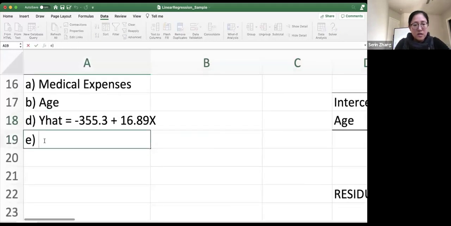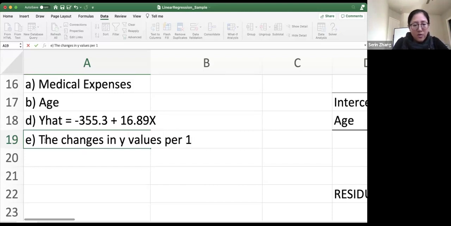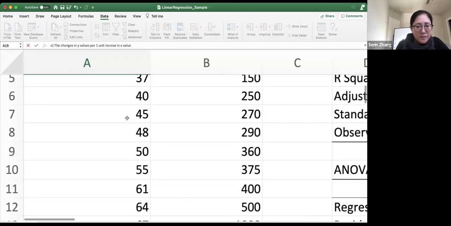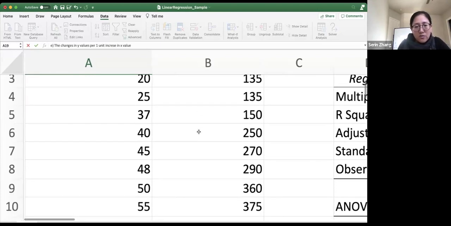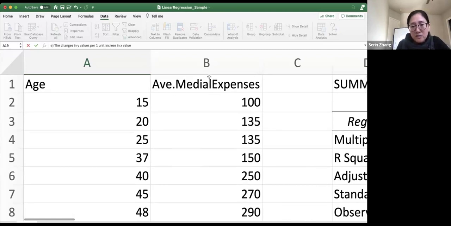So it is the changes in Y value per 1 unit increase in X value. So the change in Y. The Y value is medical expenses, okay? And the unit is dollars, okay? So actually it is the average medical expenses of a month.